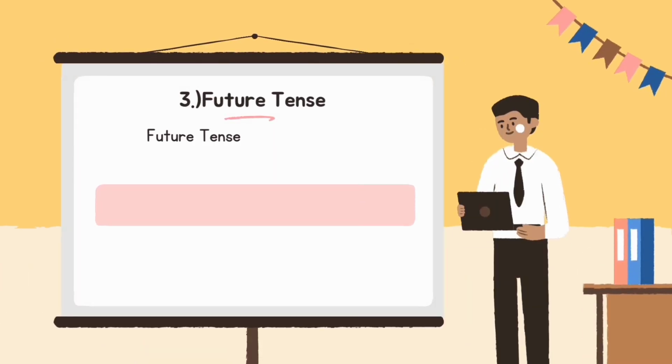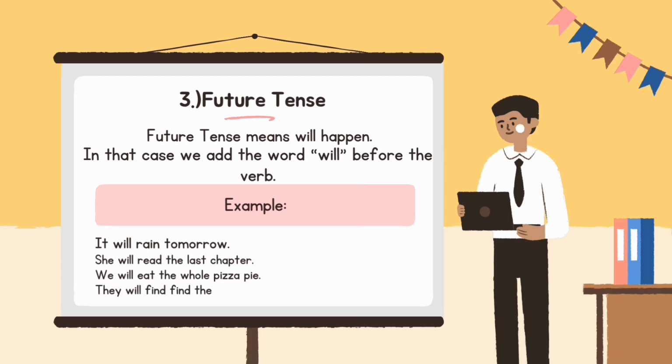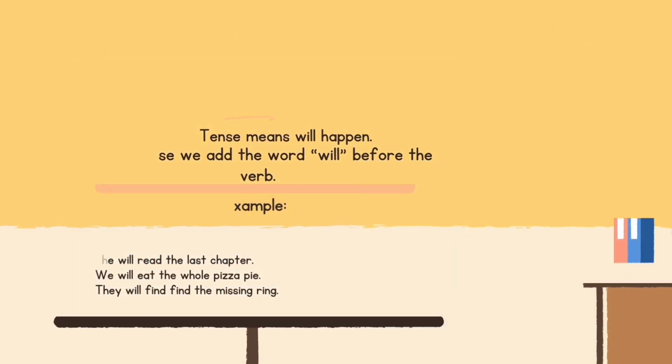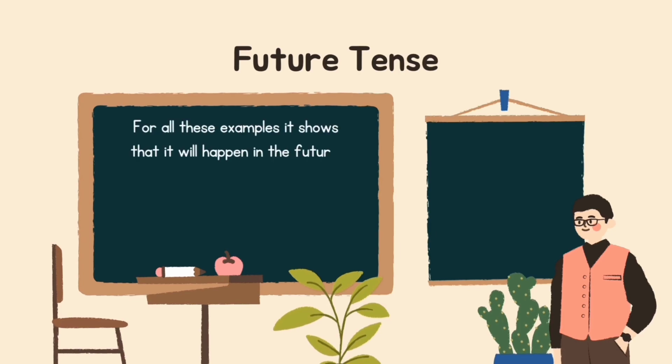Future tense means will happen. In that case, we add the word will before the verb. For example, it will rain tomorrow. She will read the last chapter. We will eat the whole pizza pie. They will find the missing ring. For these examples, it shows that it will happen in the future.